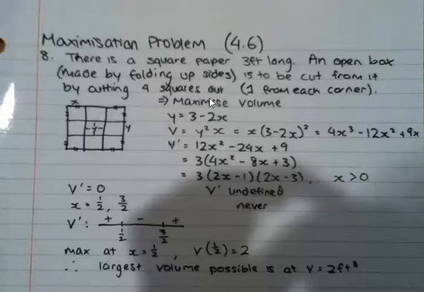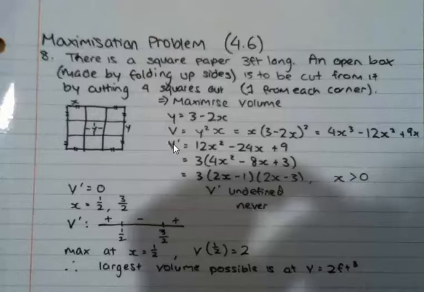We know that is x. So from up here we have an equation for y. So the volume equals x times (3 minus 2x) squared, and that equals 4x cubed minus 12x squared plus 9x. And we don't want to simplify it any further because we would like to take the derivative straight from there.